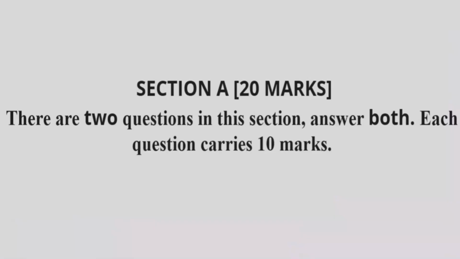We come to section A, which has got 20 marks, and the instructions are as follows. There are 2 questions in this section. Answer both. Each question carries 10 marks. Okay, these are the instructions for the questions for this section A. So that's what we need to follow. Without wasting your time, let's go and answer the questions.